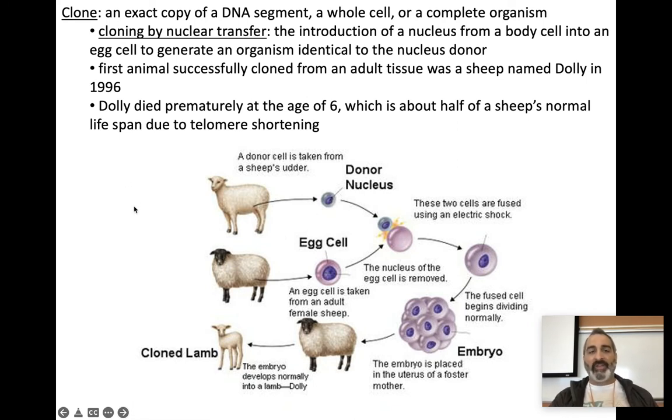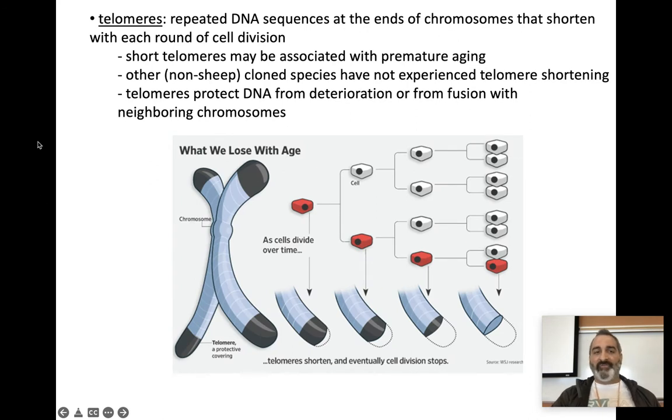How do we know the age of DNA? Well, we know the age of DNA by these things called telomeres. The ends of the DNA are the telomeres. You got to think of them kind of as a protective cover. They protect DNA from deterioration or from fusing with neighboring chromosomes. So they're protection of our chromosomes.